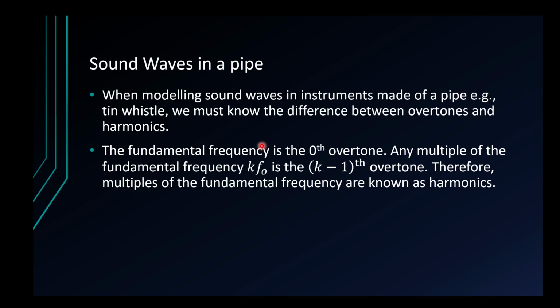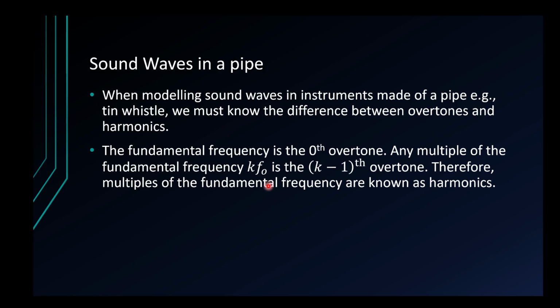So, we'll start with the fundamental frequency, which, as discussed in the last chapter, is the smallest frequency at which something can freely vibrate. That fundamental frequency is the zeroth overtone. And any multiple of the fundamental frequency, for some number k, is equal to the k minus 1th overtone. So if you had 4 multiples of the fundamental frequency, that's the third overtone. And the multiples of these fundamental frequencies, so k times f0, are known as harmonics. So you always have one more harmonic than the number of overtones.